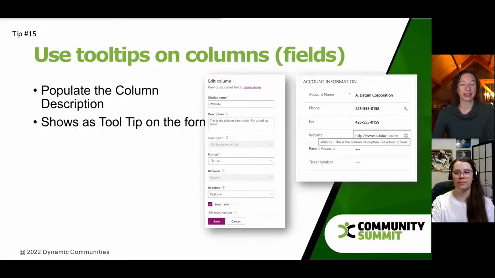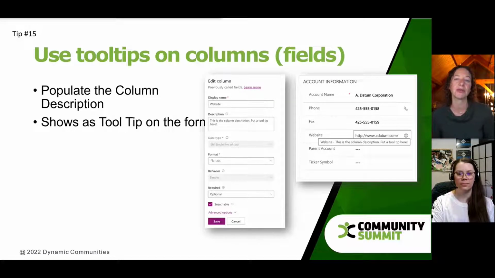So more on fields, I think it's a great idea, and it's good to get into the habit of just adding a field tip or a description on each column or field that you add. So on the screenshot on the left here, you can see there's a description box and it says, this is the column description, put a tooltip. So what it looks like once you have this implemented is on the screenshot on the right. When a user hovers over that field, in this case, it's website, it's going to display that information.